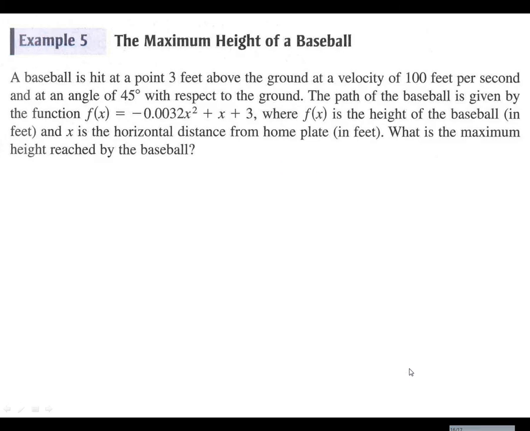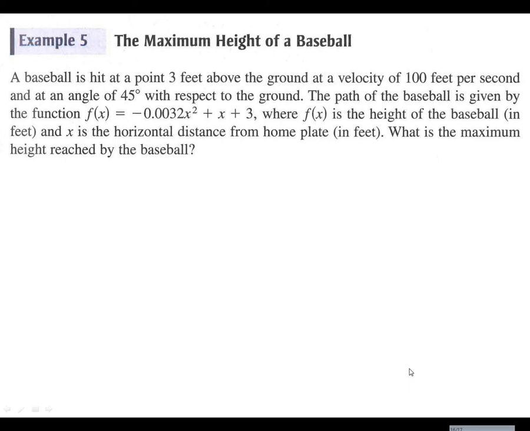A baseball hit at a point 3 feet above the ground at a velocity of 100 feet per second and at an angle of 45 degrees with respect to the ground has a function given here. F of x is the height and x is the horizontal distance. What is the maximum height reached by the baseball?